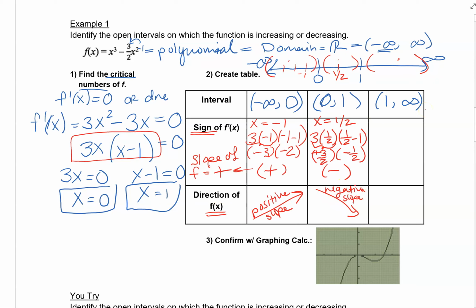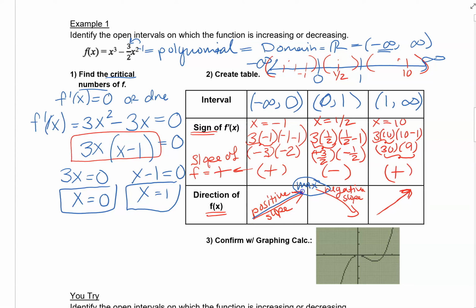Then for the last interval, maybe I'll pick 10, right? 10 would be somewhere to the right of 1. I like using 10s. They're just easy to multiply by. So this would be 30, and that would be 9. That's going to give me a positive number. So my slope is positive. My function is increasing. So this helps me determine my intervals. But notice, it also helps me spot, oh, there must be a max over here, right?